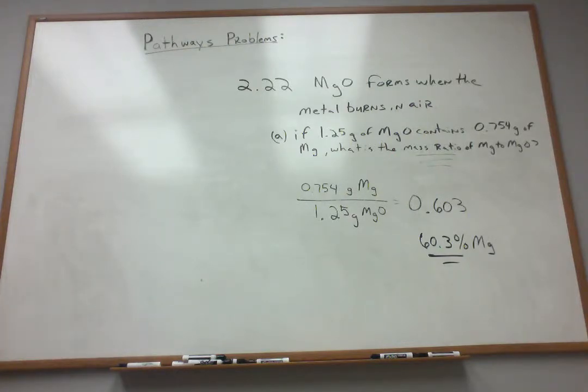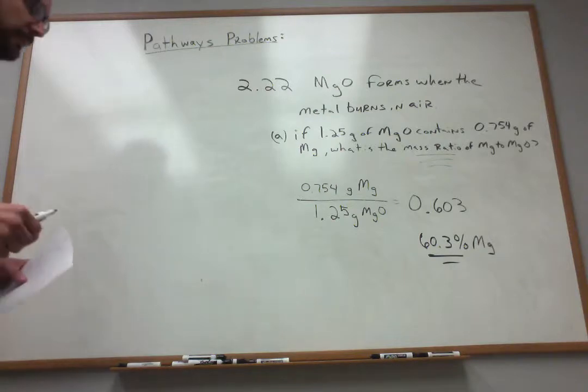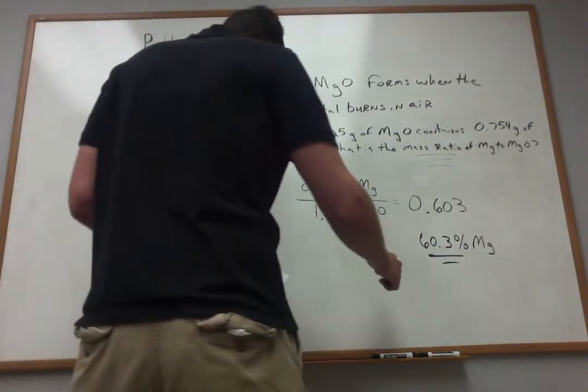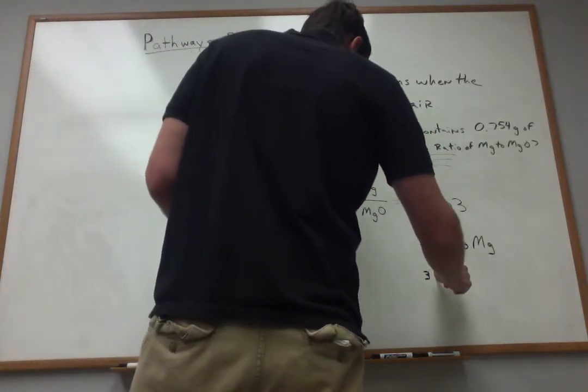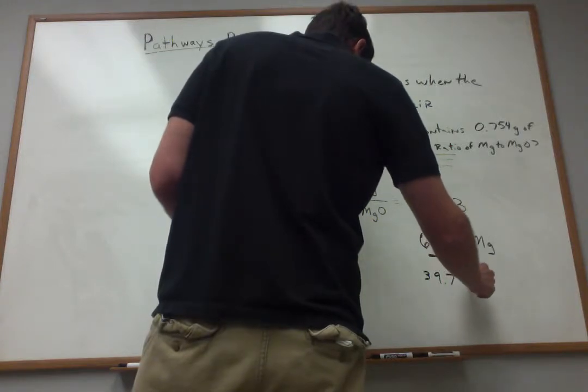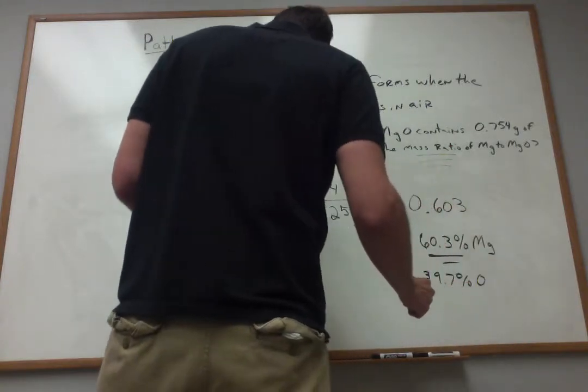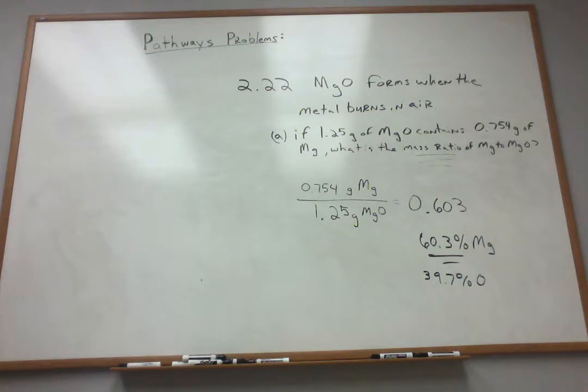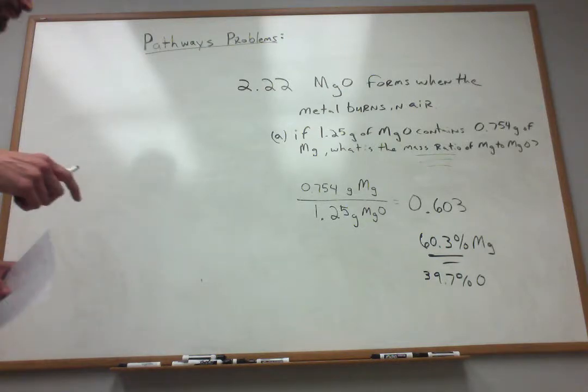Okay, now if I wanted to figure out what the percent oxygen would be, 100 minus 60.3, which works out to about 39.7% oxygen by mass. Okay, so this is the mass percent of magnesium and oxygen in this compound, magnesium oxide.